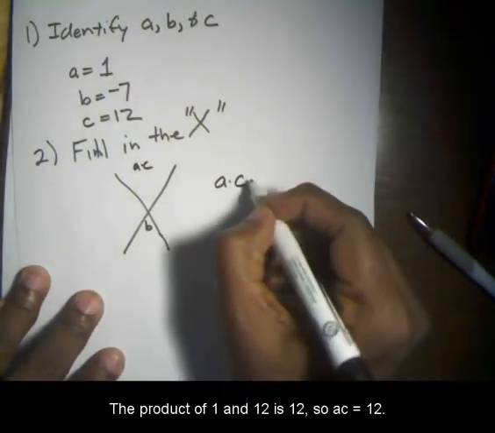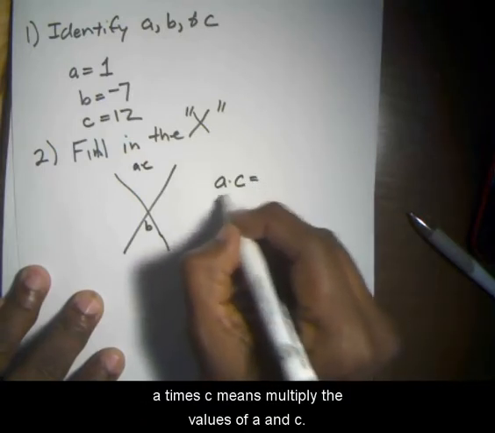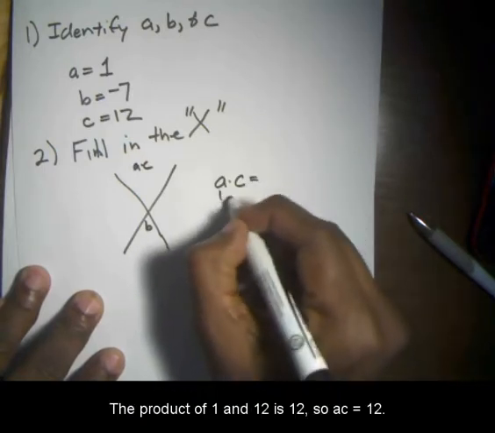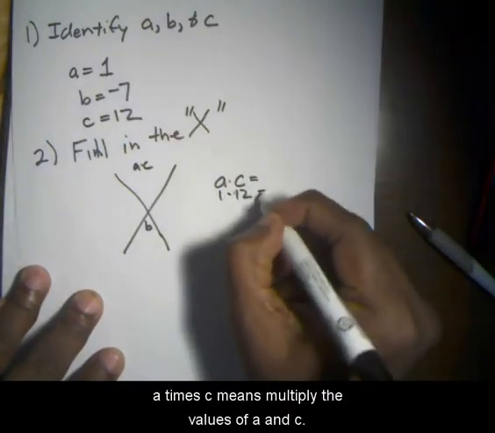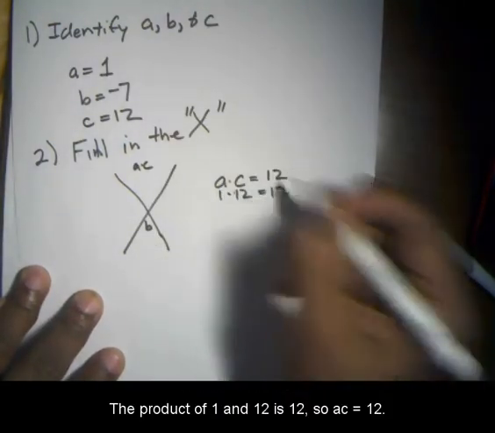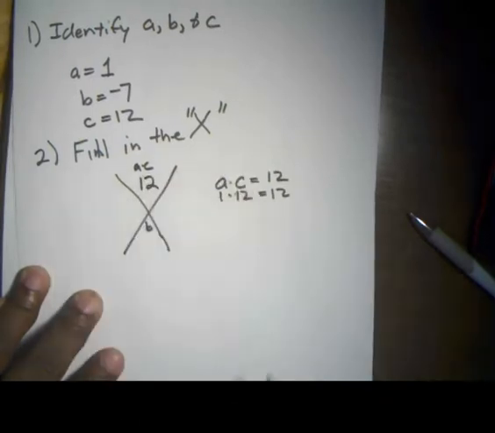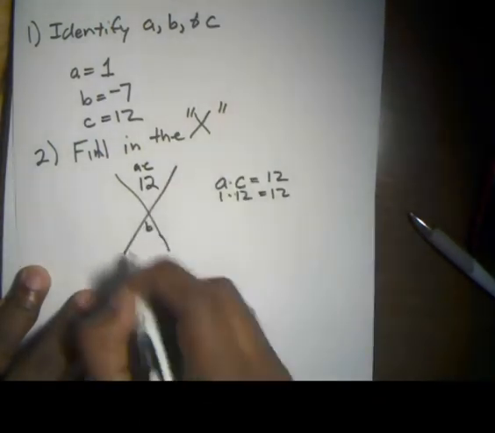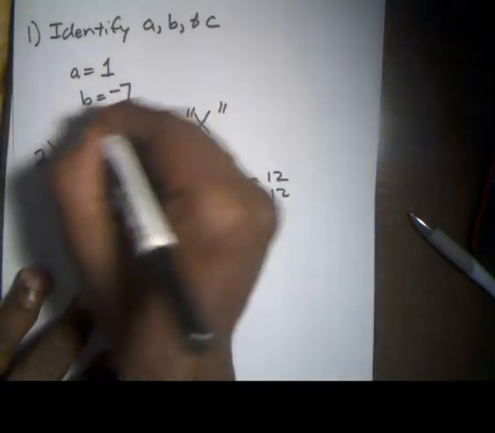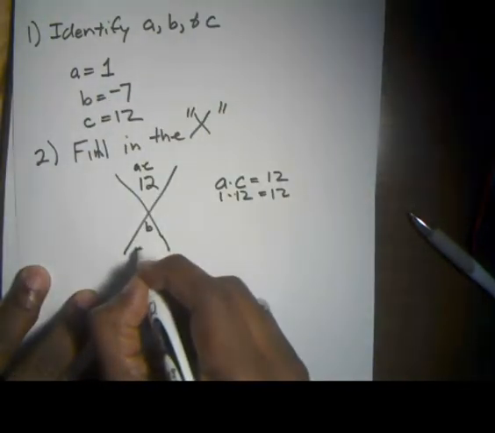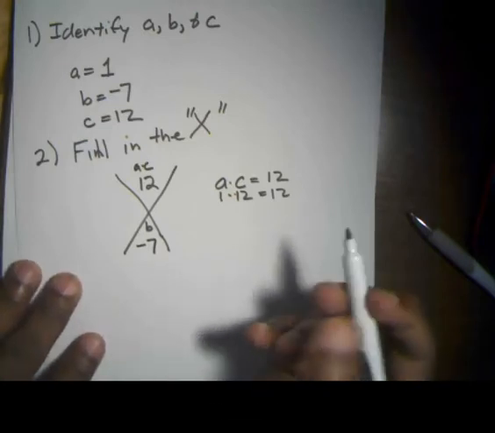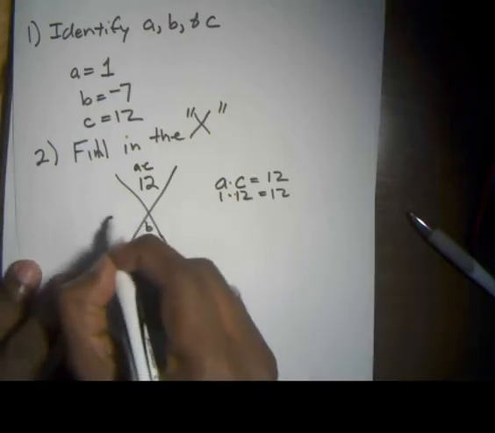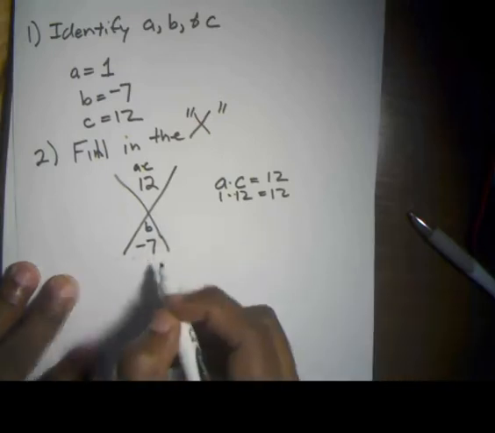A times C. What is A? A is 1, C is 12. So 1 times 12 is 12, so A times C is 12. 12 is going to go here. B is -7 from right there. So we're going to put a -7 there. All right. So the question is, what goes here and here?